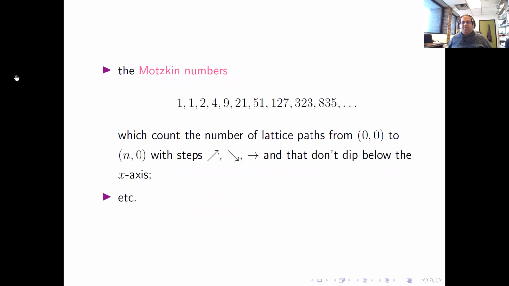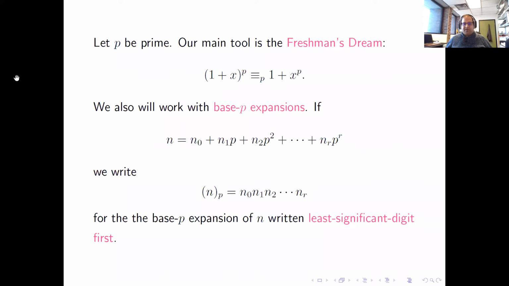Another common set of numbers that occurs in combinatorics are the Motzkin numbers, which count, again, several different things, but for instance, they count the number of lattice paths from (0, 0) to (n, 0), where you can move diagonally up one step, diagonally down one step, or one step to the right. And you are never allowed to drop below the x-axis. So these are a couple of commonly occurring sequences in combinatorics.